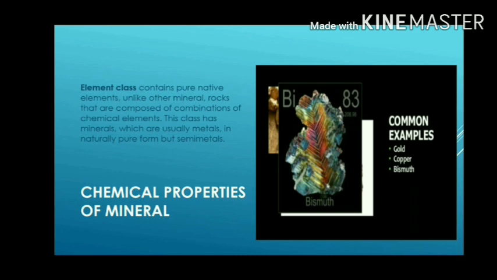We have also the element class. The element class contains pure native elements. Unlike other minerals that are composed of a combination of chemical elements, the minerals of this class are usually metals in naturally pure form, but also semi-metals. Examples are gold, copper, and bismuth.